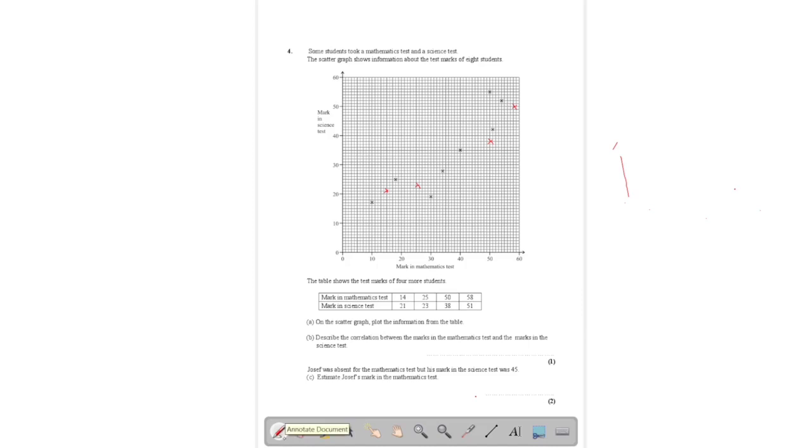Describe the correlation between the marks in the mathematics test and the marks in the science test. So the first thing we do is draw the line of best fit. It's a bit scattered, this one, but we can still draw the line of best fit, ensuring the distances are equal from the line. So we can see as the maths mark increases, so does the science mark. So it is a positive correlation.